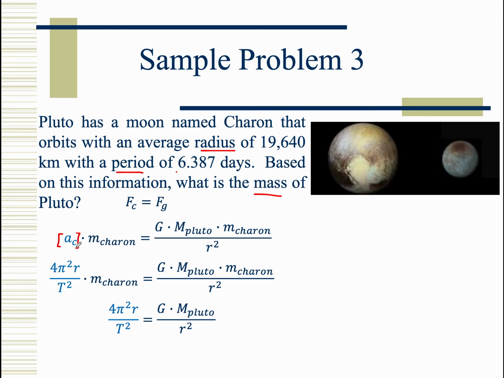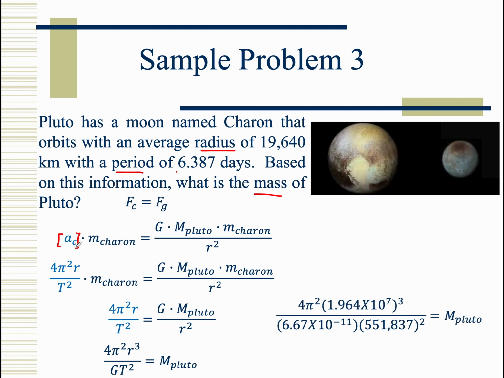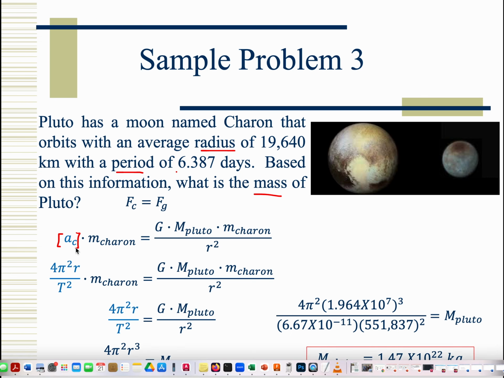Rearranging this to solve for the mass of Pluto gives me that. Plugging in our numbers, we get that. And solving it, we get something around that, which is approximately right. It's really close, within about 10% or so.